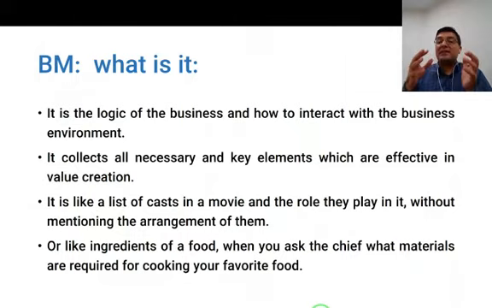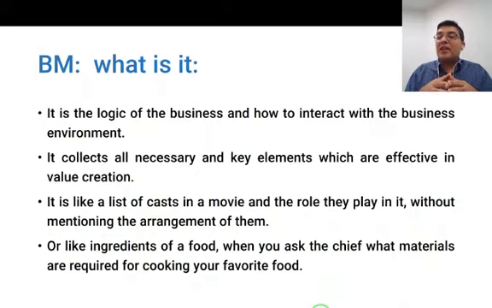It collects all necessary and key elements which are effective in your value creation. I made 2 examples. I hope they are helpful for understanding it. It's like a list of casts at the end of the movie with their role in the movie. They don't tell the sequence of them, which cast comes first, which one second, and how they react. They are important, but they are not the responsibility of the list that presents them.